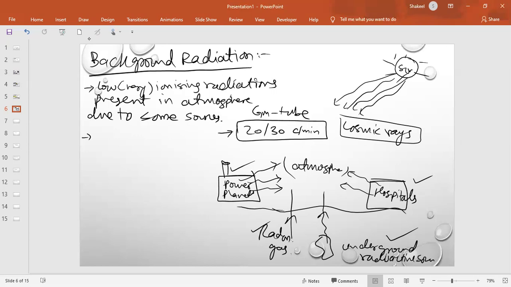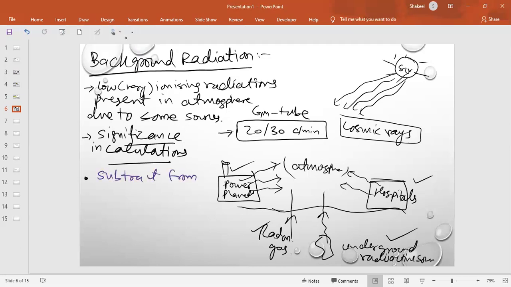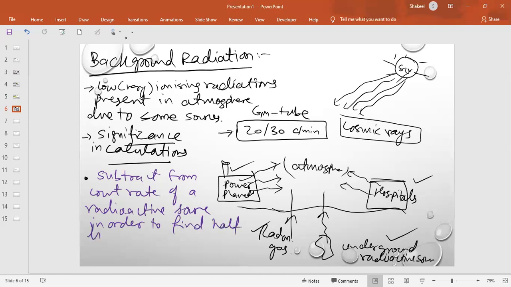So what do we have to do while finding the half-life? We have to see its significance in calculations. So what we have to do is subtract them from the count rate of a radioactive source in order to find the half-life of that source.